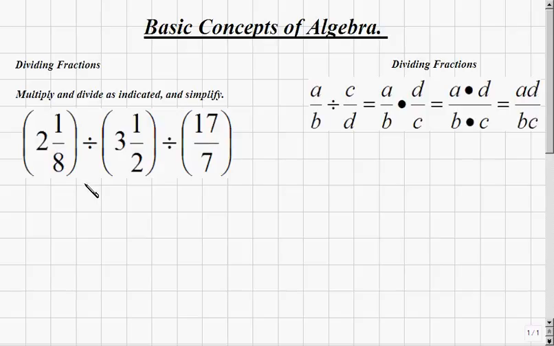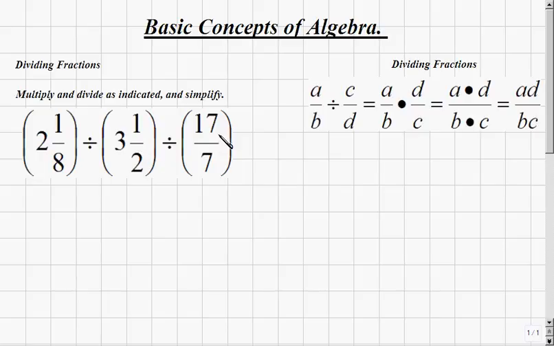Let's divide the fractions 2 and an eighth by 3 and a half, and then divide that by 17 over 7. To perform this operation, we'll first convert each one of the two fractions here into an improper fraction. Then we'll divide the first two numbers to come up with a fraction, and then divide that result by 17 sevenths.